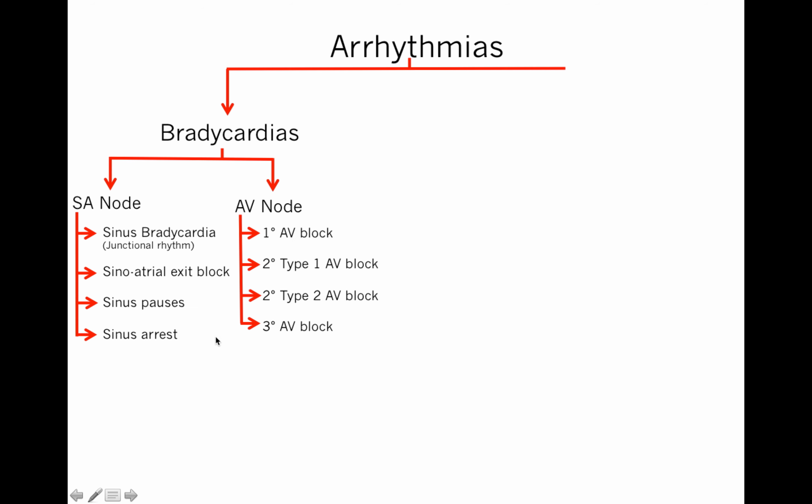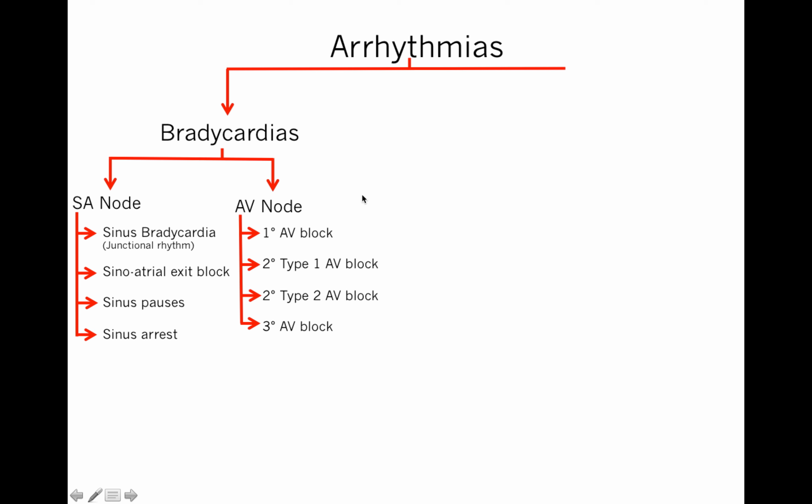So these are the different types. Sinus bradycardia is reduced automaticity of the sinus node for whatever reason. Sino-atrial exit block is a conduction block preventing depolarization from exiting the sinus node to the atrium. And sinus pause and sinus arrest are similar, but the sinus arrest is usually a longer phenomenon.